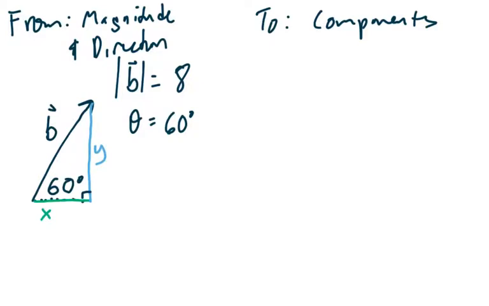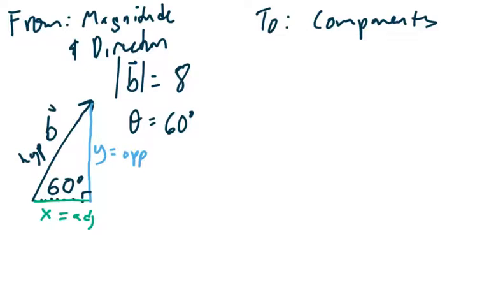So I'm going to label those x and y. But because it's a right triangle, I also want to label the opposite, adjacent, and hypotenuse. So what is my x? My x for this angle is the adjacent, and my y is the opposite. And the hypotenuse, which in this case wouldn't just be the vector, is going to be the magnitude.